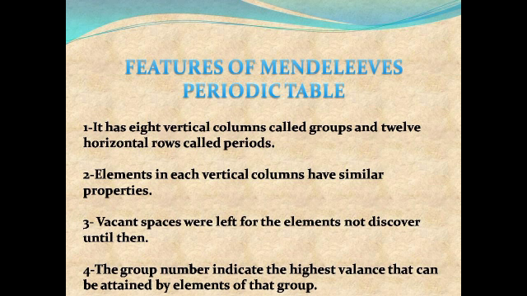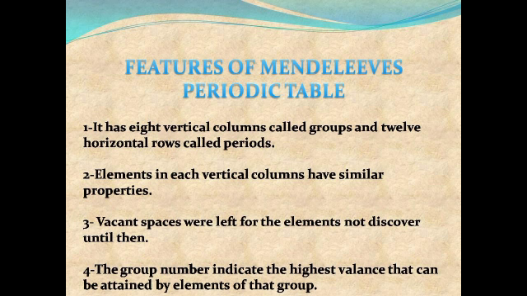Number 2, elements in a vertical column, that is in a group, have similar properties, like sodium and lithium. They are in the same group, so they both have similar properties. Number 3, vacant spaces were left for the elements which were not yet discovered. Later on, when they were discovered, they were adjusted into those spaces.